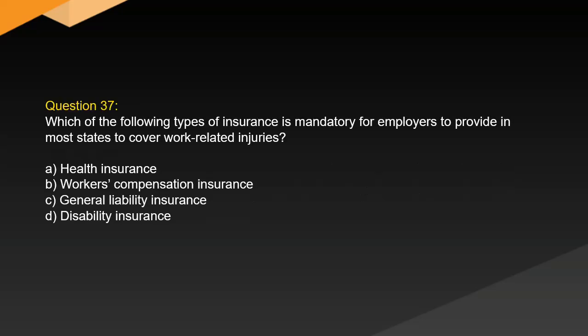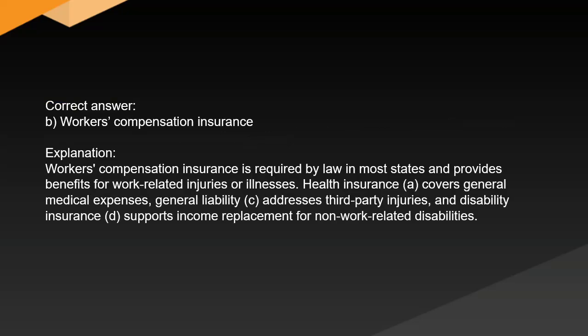Question 37. Which of the following types of insurance is mandatory for employers to provide in most states to cover work-related injuries? A. Health insurance. B. Workers' compensation insurance. C. General liability insurance. D. Disability insurance. Correct answer. B. Workers' compensation insurance. Explanation. Workers' compensation insurance is required by law in most states and provides benefits for work-related injuries or illnesses. Health insurance, A, covers general medical expenses. General liability, C, addresses third-party injuries. And disability insurance, D, supports income replacement for non-work-related disabilities.